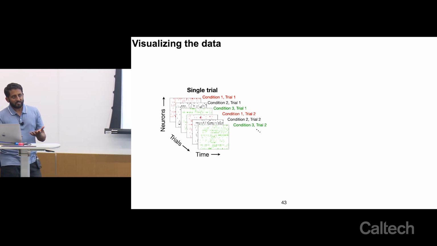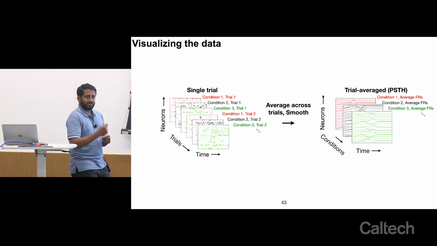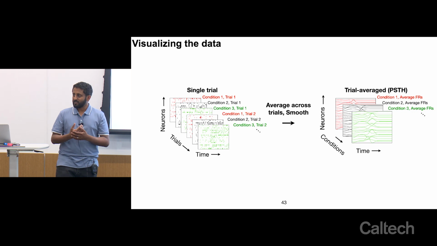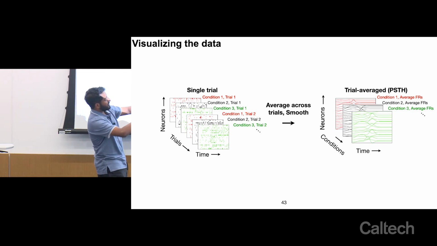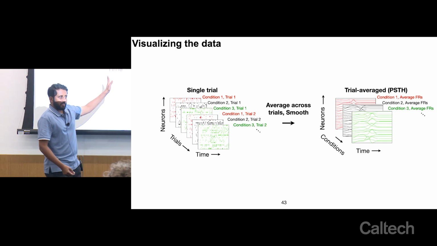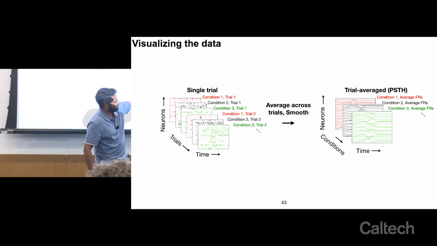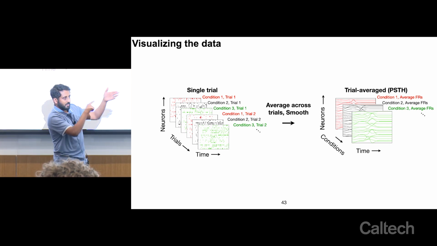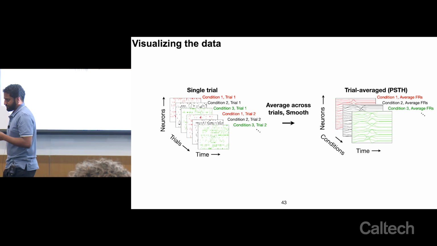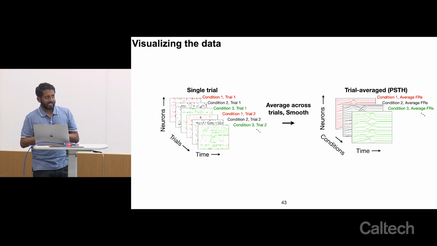One of the traditional ways of dealing with this data is to take all the repeats of the same condition and average across trials. So, trial averaging, and then maybe smooth the response a little bit. Then you go from this discrete binary data to what we'd call a firing rate. For each neuron, you now have a firing rate versus time. And that's a pretty traditional way of dealing with this data.